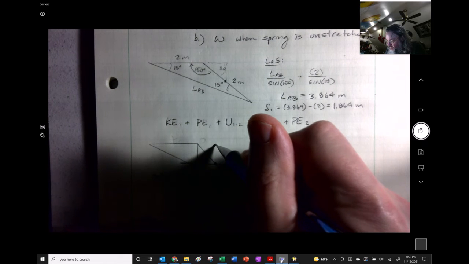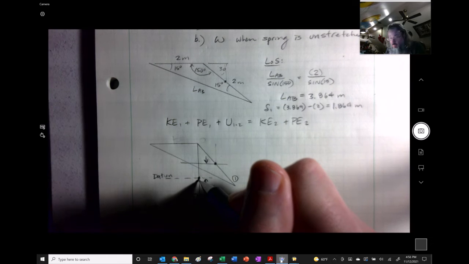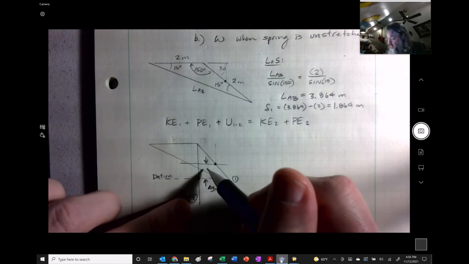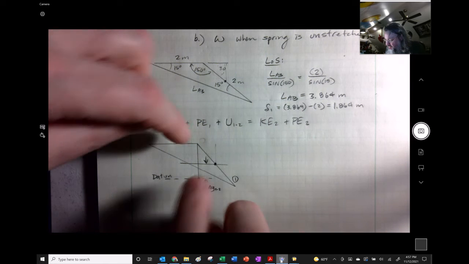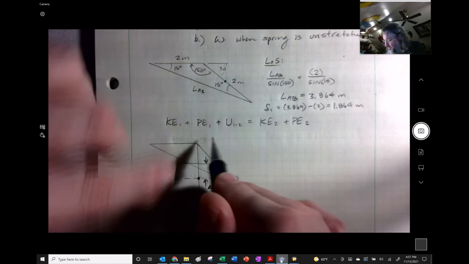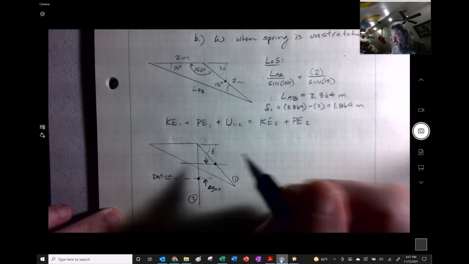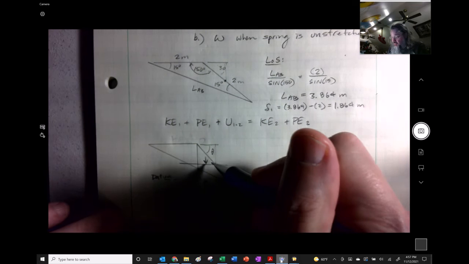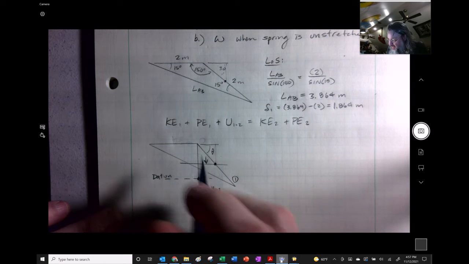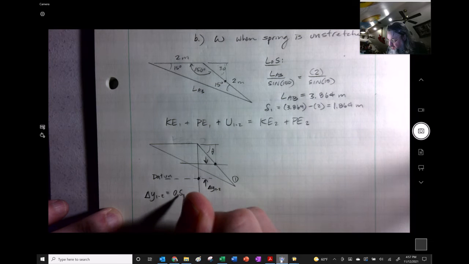So this height right here is going to be 1, because this piece is 2 meters long. And so this distance right here would be this 1 right here times the sine of that angle, which is 30 degrees. So that's 0.5. So we find that our delta Y 1 to 2 is equal to 0.5 meters.